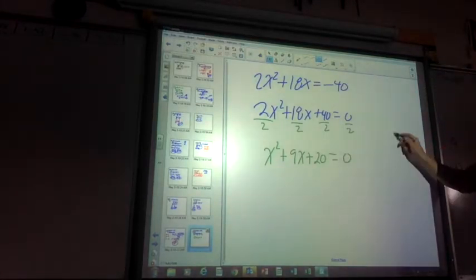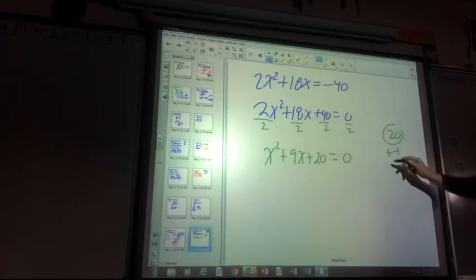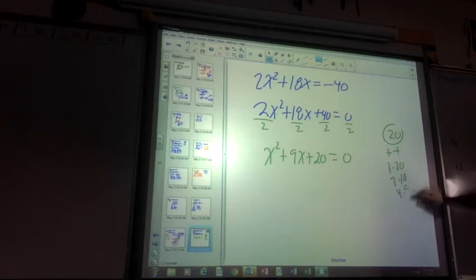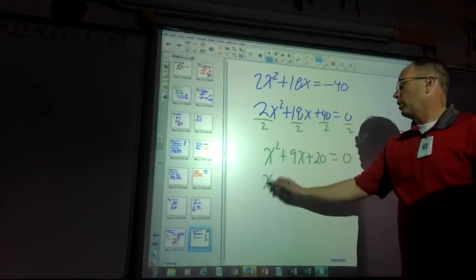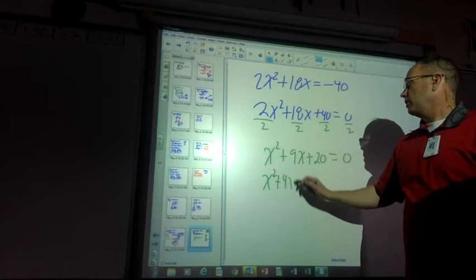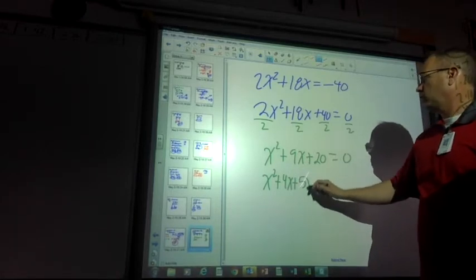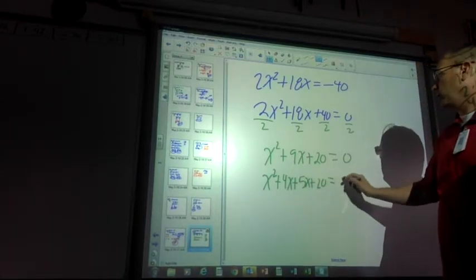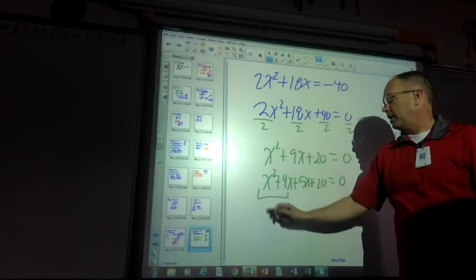Our magic number is 20, right? Everything's got to be positive. The factors of 20 are 1 and 20, 2 and 10, 4 and 5. Which of those are going to work to add to 9? 4 and 5. So x squared plus 4x plus 5x plus 20 is equal to 0. Let's factor out an x.